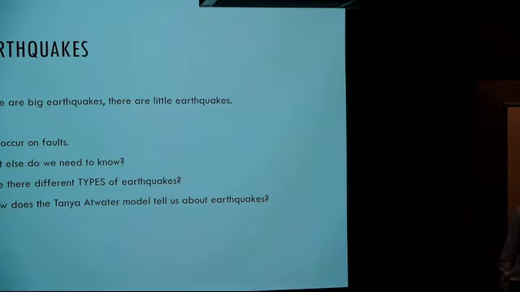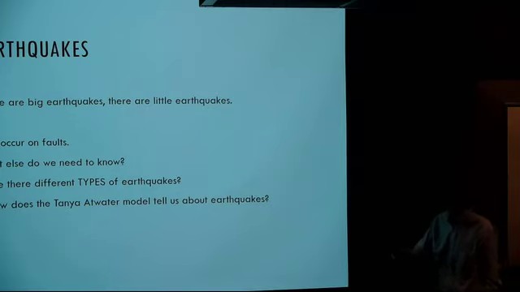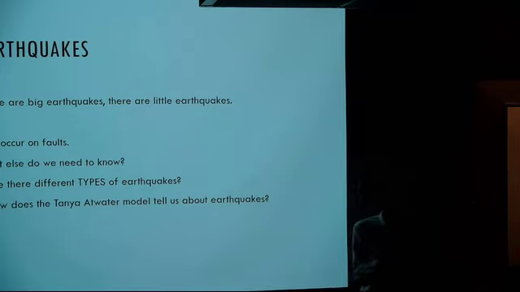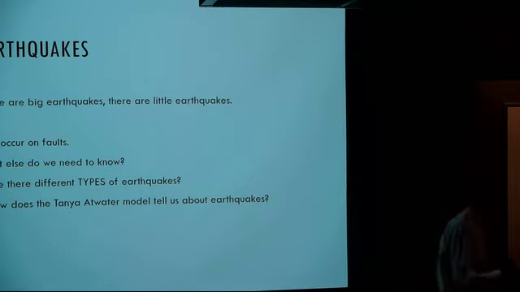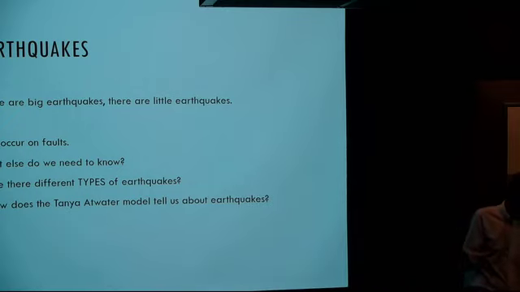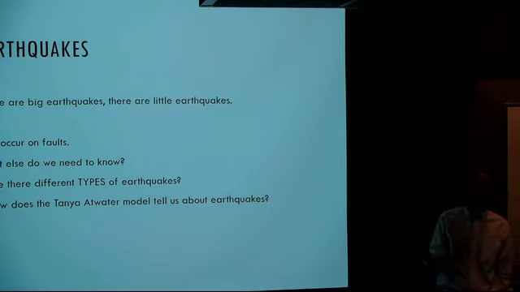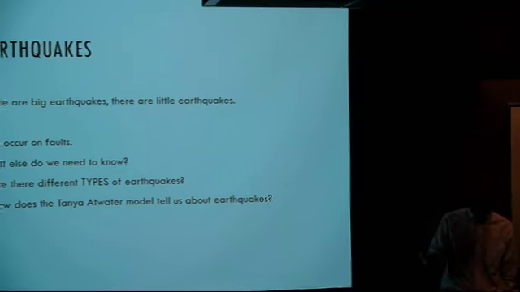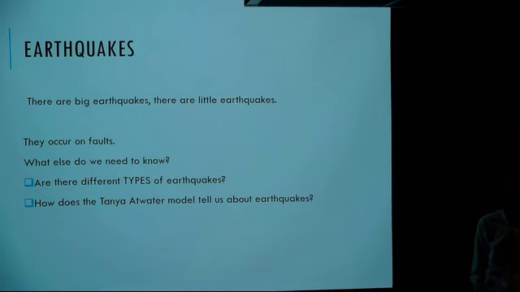Okay, there are big earthquakes and there are little earthquakes. Most of you have heard about the Richter magnitude scale, and if we said it's a 3 or a 9, you have a feeling of what that means. We also know that earthquakes occur on faults. What else do you need to know? Did you know there's different types of earthquakes? And what does the Tanya Atwater model tell us about our earthquakes in Southern California? Those are some of the things we're going to talk about today that I hope are new to you.